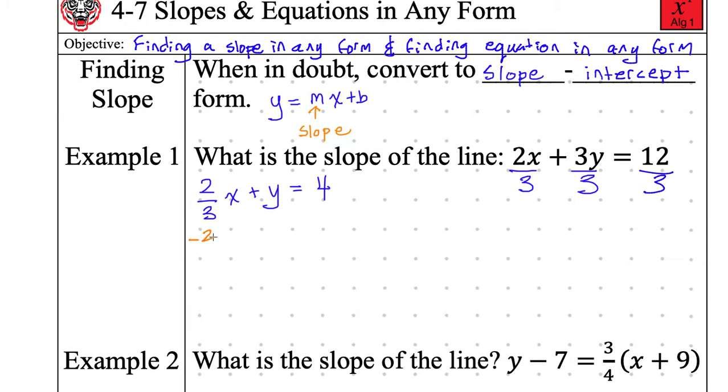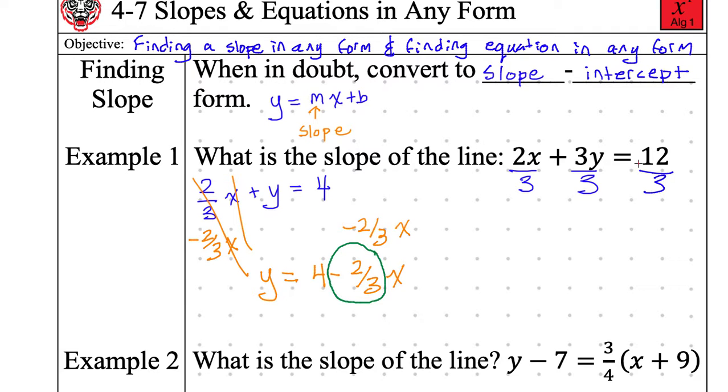So I'm going to subtract 2/3 x on both sides. And Kira, what do I have after that? The 2/3 x cancels out, and y equals 4 minus 2/3 x. Perfect. And therefore our slope is what, Kira? It's the number in front of the x, so it's not just 2/3, it's negative 2/3. Yeah, so the answer here is negative 2/3.